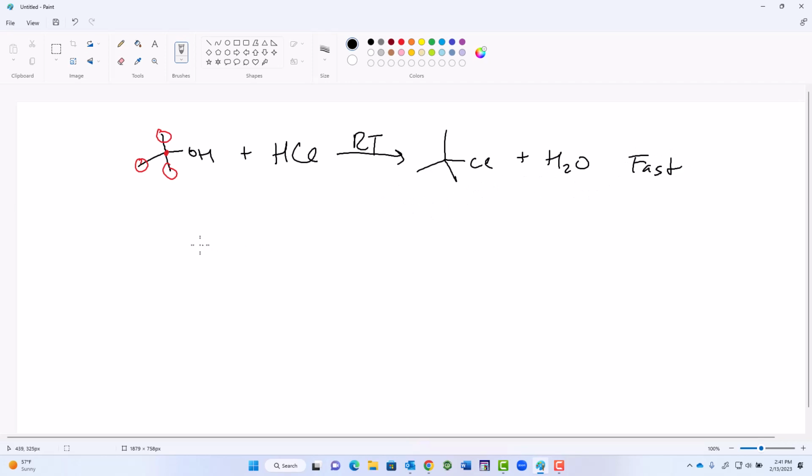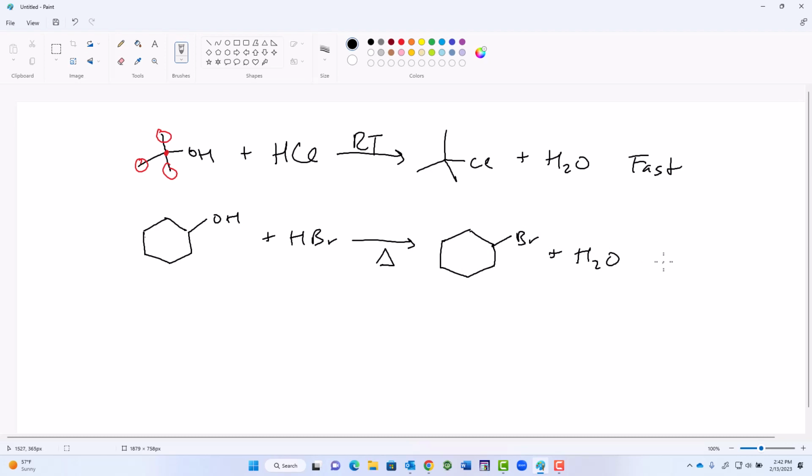Now, if we instead take a secondary alcohol, let's examine cyclohexanol, and we add, say, HBr to it, this one would require a bit of heat, indicated by this delta symbol underneath the reaction arrow. We would do the substitution reaction, substituting the OH for a Br and generating an equivalent of water. In this case, since we're adding heat, this would also occur fast. If we did it at room temperature, this would be slower. It would still proceed, but it would be a slower reaction.